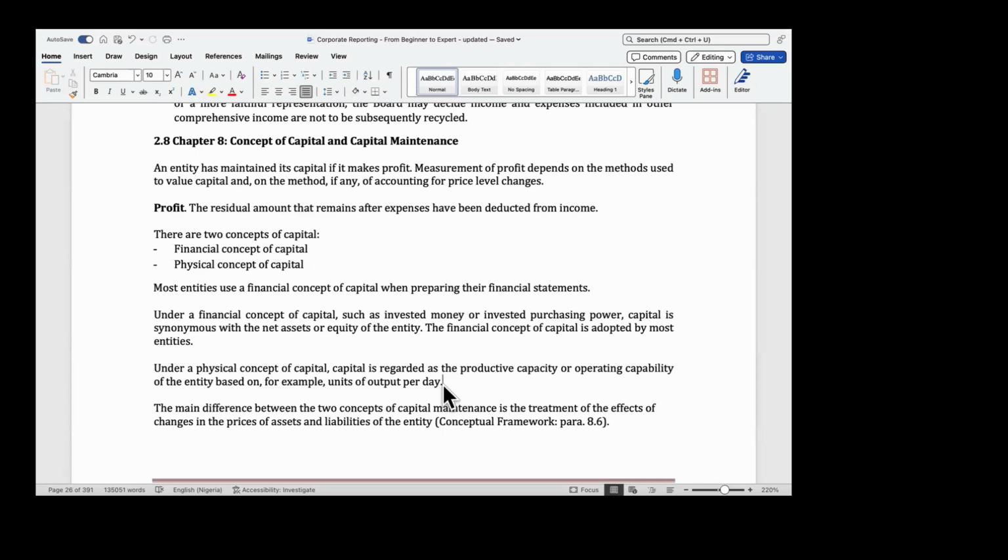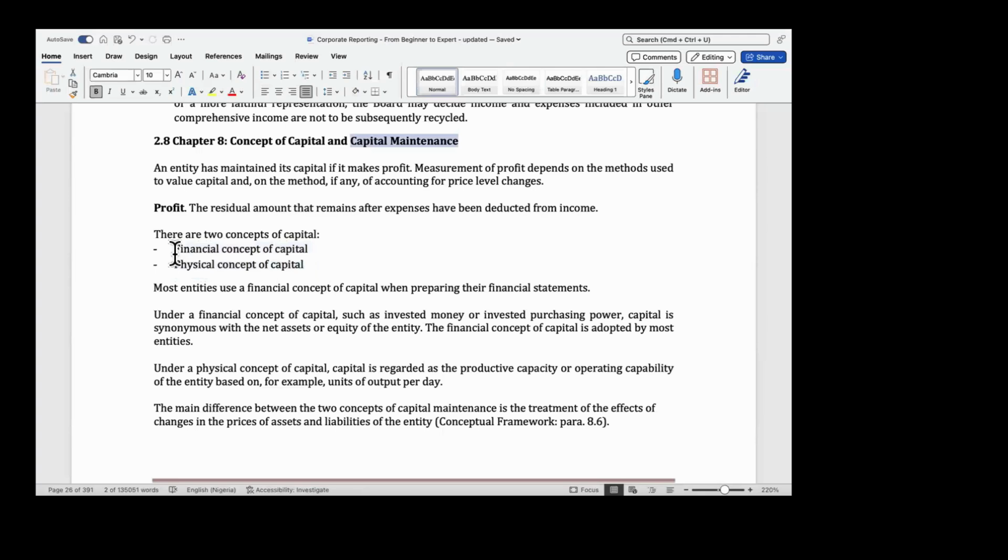Which entities should use internally, but when preparing your report, you can use your normal financial. So for your exams, you need to know that these are the two concepts of capital. Now, the second thing is capital maintenance.